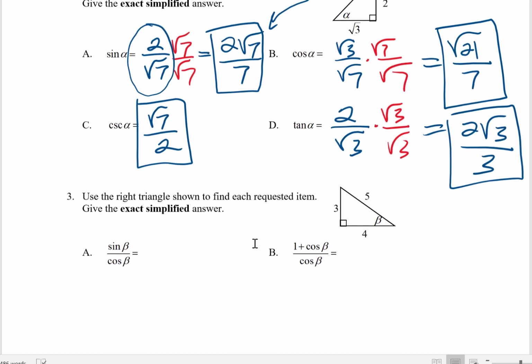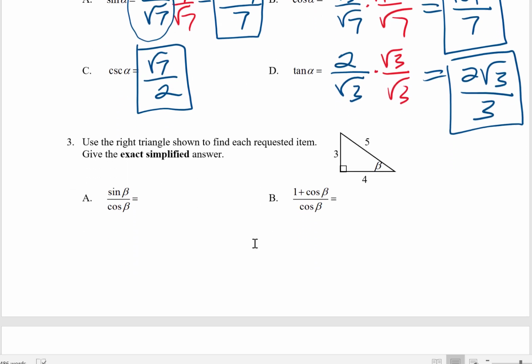Problem number 3 is similar. I'm given a right triangle. I want to find some trig ratios, only this time what I'm being asked to find is a little bit more complicated. Let's see, sine beta would be opposite over hypotenuse, so that's 3/5. Cosine beta would be adjacent over hypotenuse. That would be 4/5. And what I want to find is the sine ratio divided by the cosine ratio.